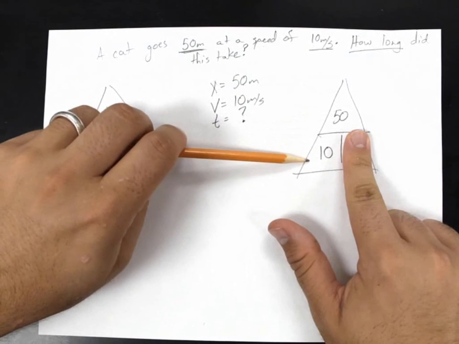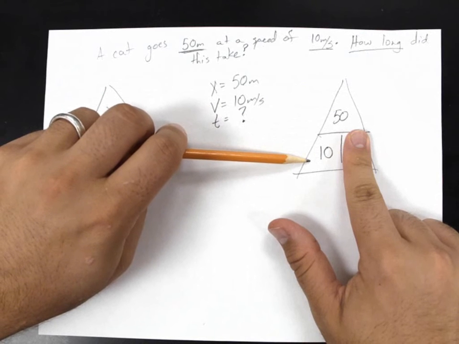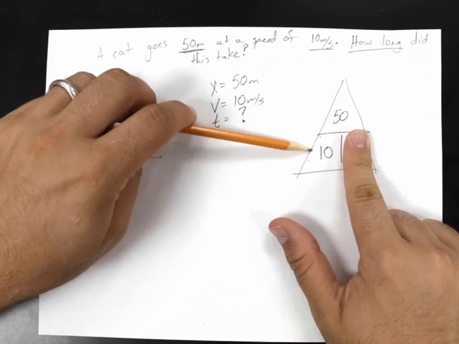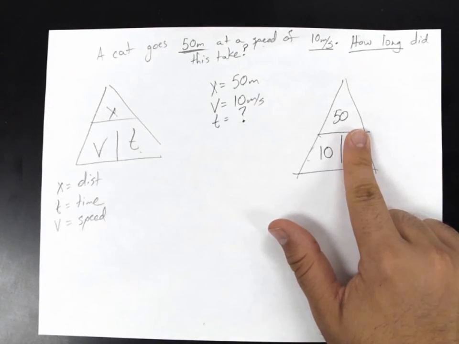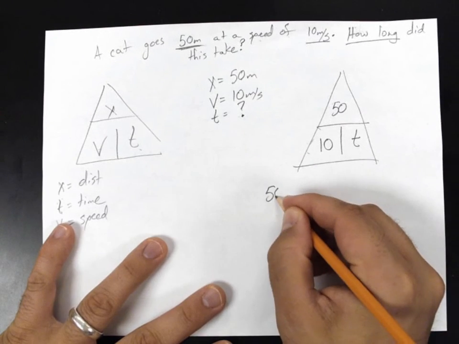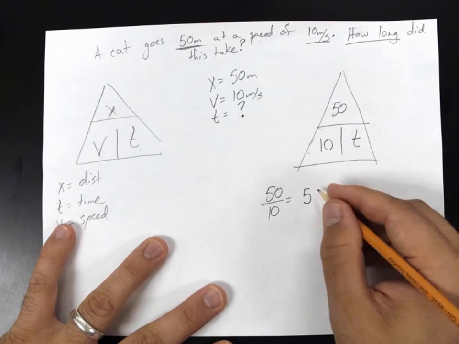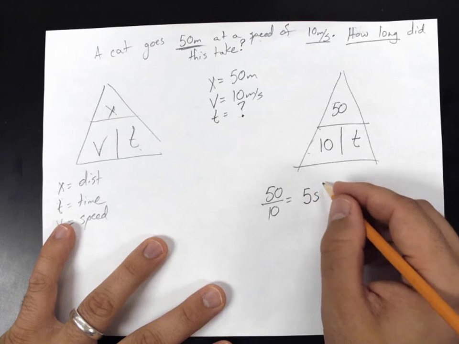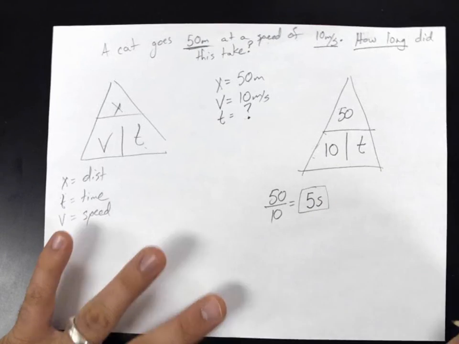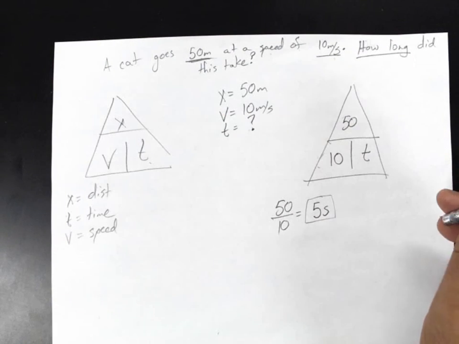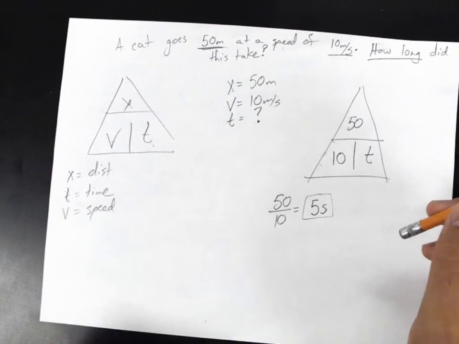These numbers, are they right next to each other? No. So we do not multiply. Are they on top of each other? Yes, they are. So that means we would divide. So we take 50 over 10, and that will give us our time. No need for a calculator. 5 seconds. Okay, there's our time it would take for a cat to go 50 meters at a speed of 10 meters per second. So hopefully that kind of clarifies some stuff.